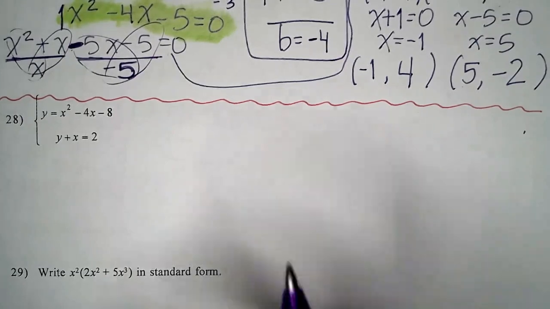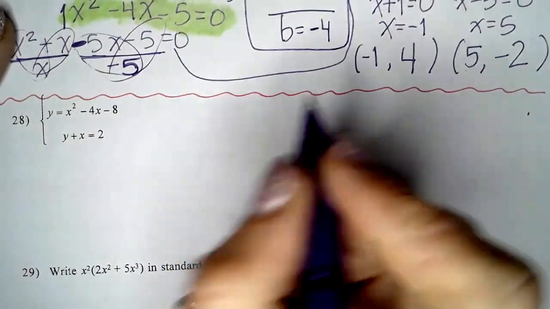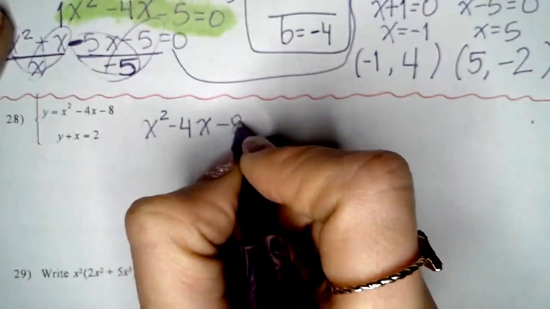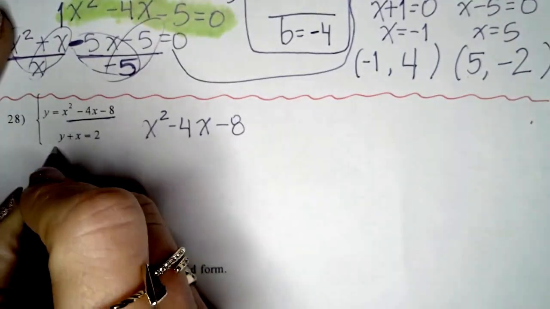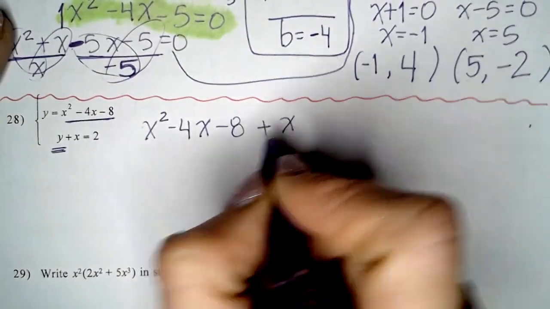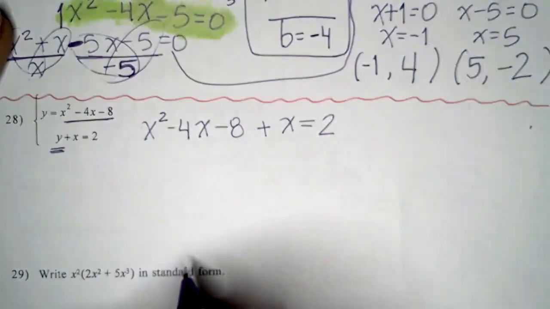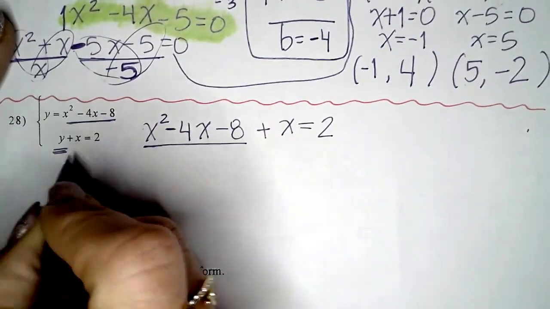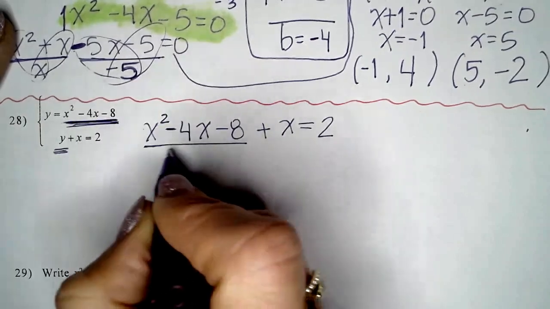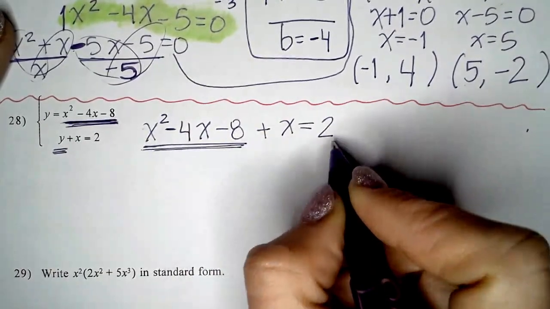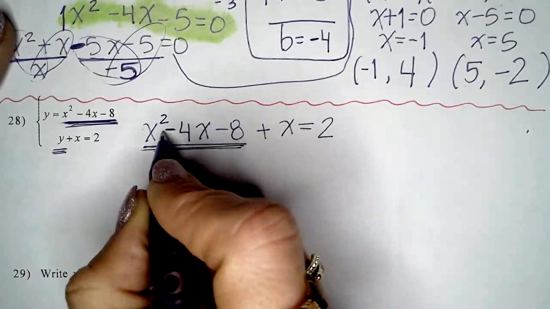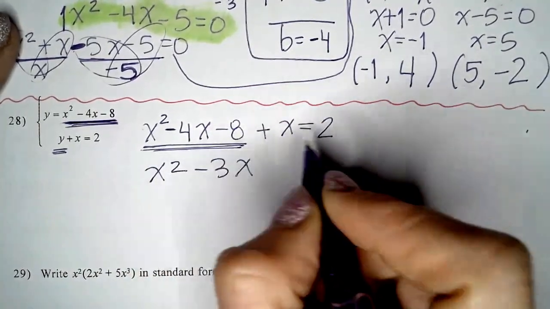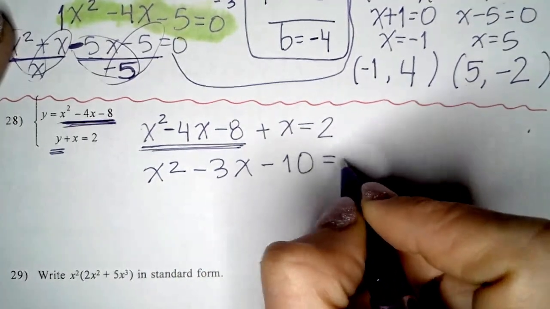So here's another example. I'm going to quickly do this one. You do the same thing and you solve your system. X squared minus 4x minus 8 is going to get filled in because that's what y is. Next to it, plus x equals 2. I'm going to combine like terms. If they're already on the same side of the equal sign, we're good. So that's x squared minus 3x minus 8 minus 2 gives me negative 10 equals 0.